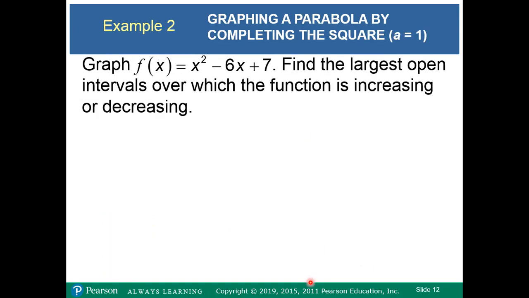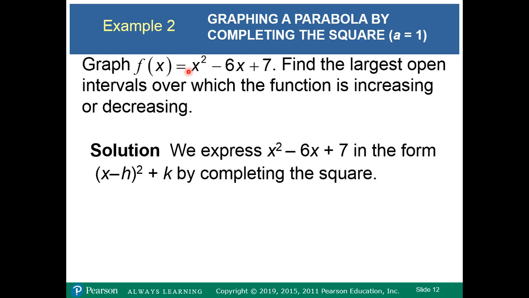Now, what about this one? Now we're going to look at completing the square. What if we're given a quadratic like this, and we want to find the largest open interval over which the function is increasing or decreasing? Okay, so notice that the leading coefficient is 1. We'll start with that. And so now what we're going to do is we want to express this in this form. Okay, and we're going to do it by completing the square.